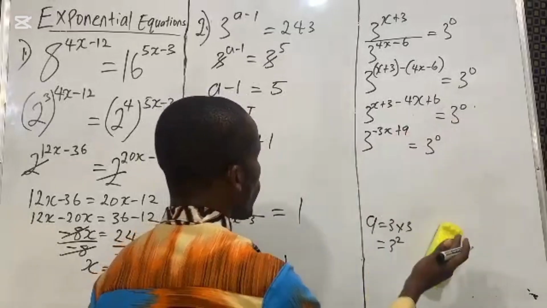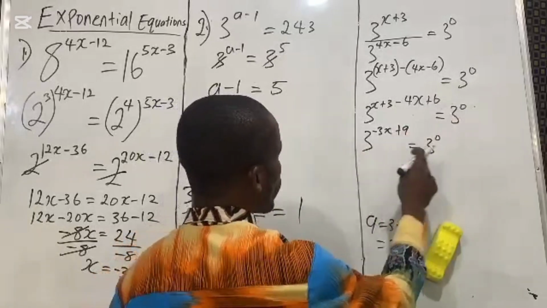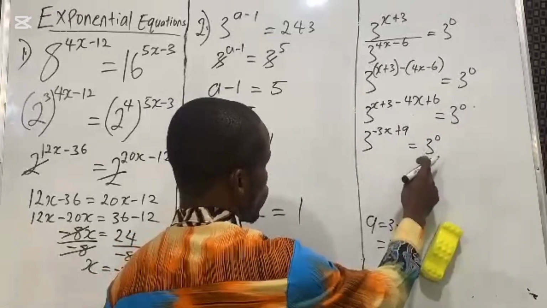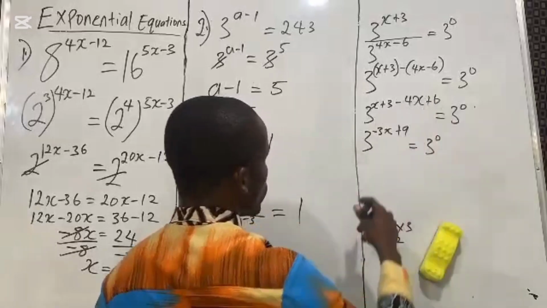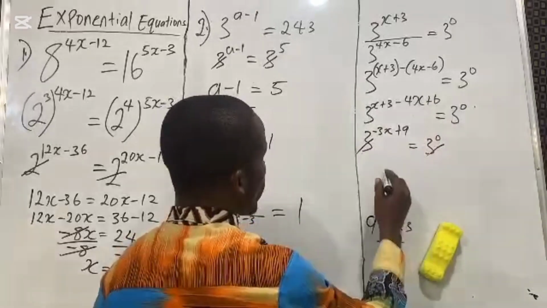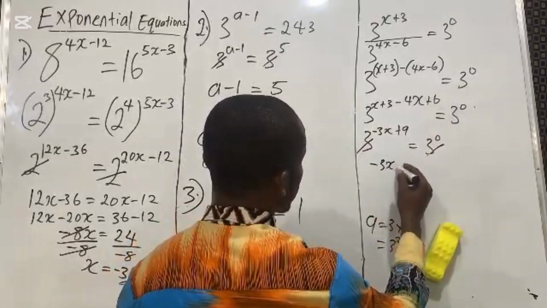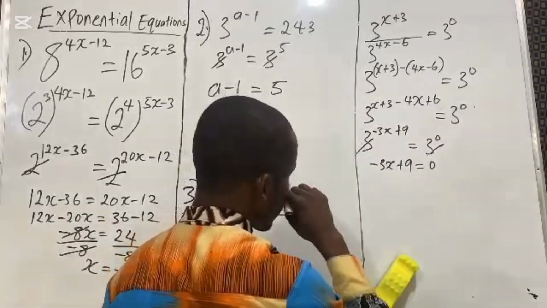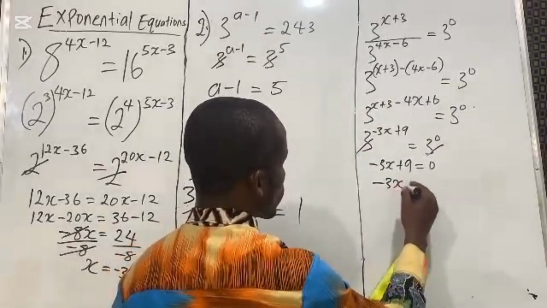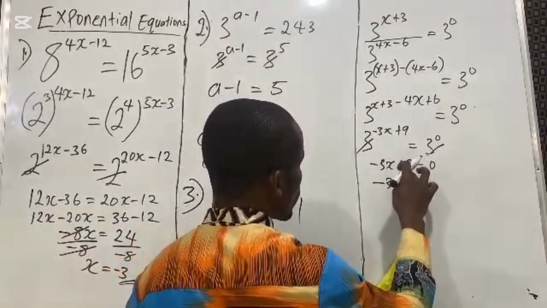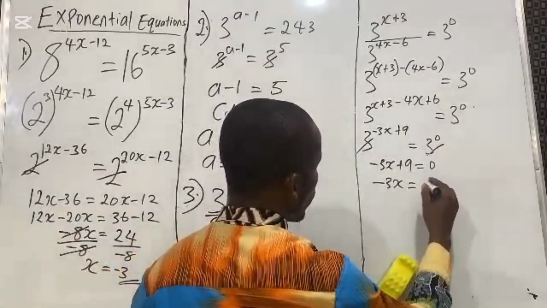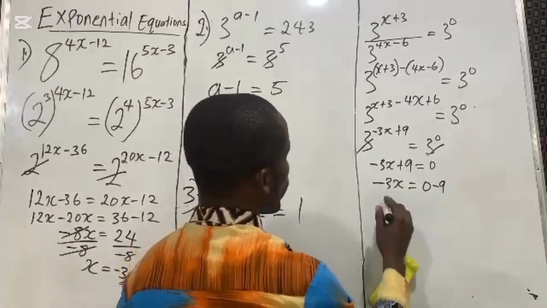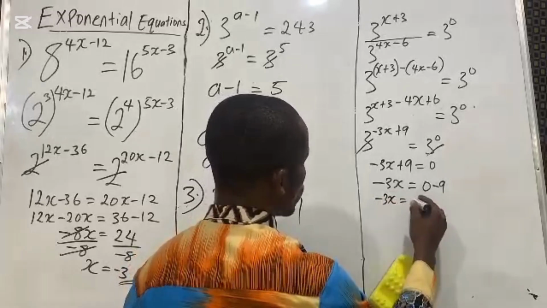Now from our law, which states that when we have indices of the same base, we can equate their powers, the bases cancel out, and we have minus 3x plus 9 equals 0. So this gives us minus 3x equals, when we take this 9 to the right hand side, 0 minus 9. And we have minus 3x equals minus 9.